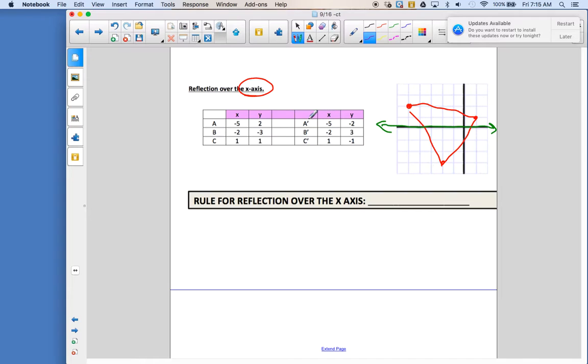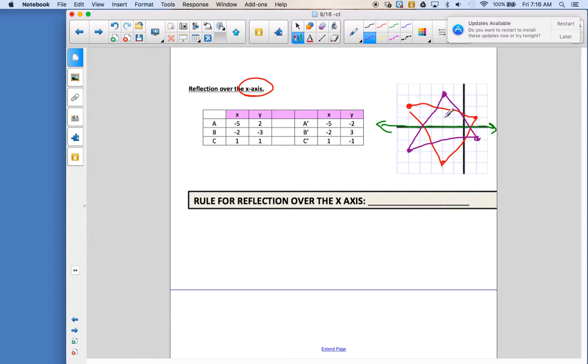Now, let's see what happens. A prime is at negative 5, negative 2. 1, 2, 3, 4, 5, 1, 2, down. Here's A prime. B prime is at negative 2, positive 3. There's B prime. C prime is at positive 1, negative 1. So 1 to the right, down 1. Now I'm going to connect these points to get my image.